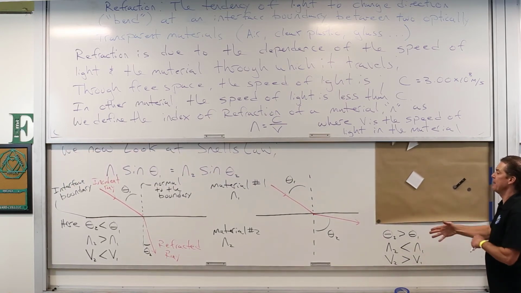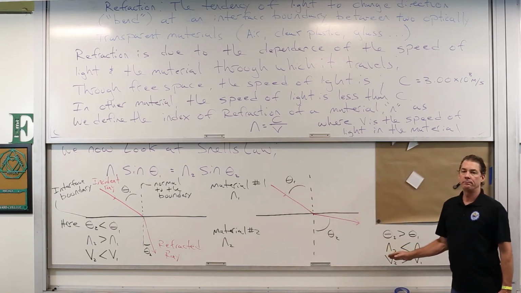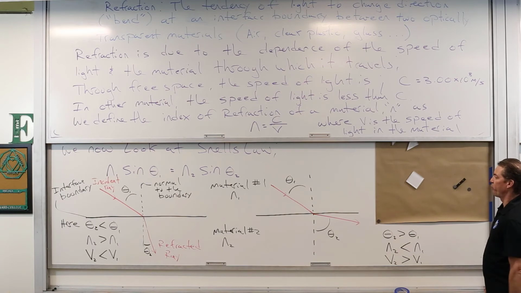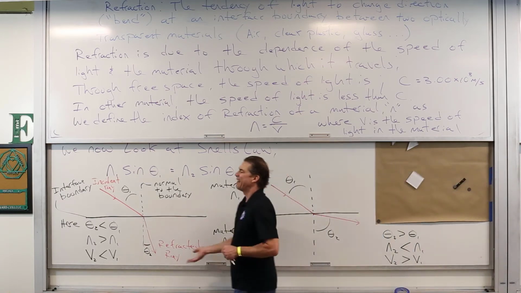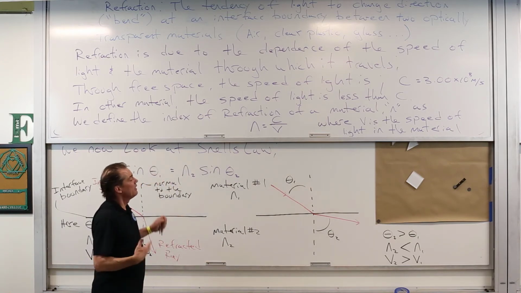Now, if it has the same indices of refraction, N1 and N2 are equal, it just keeps on going, no change in direction. So it's only when we have differing indices of refraction. And it is possible to have two different materials that have the same indices of refraction. Possible, not super likely, but possible.